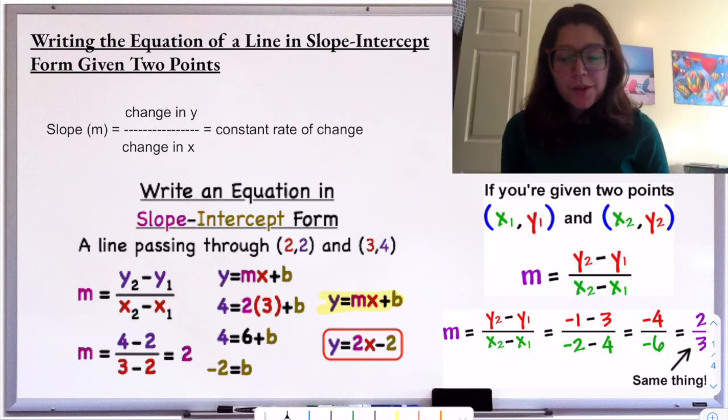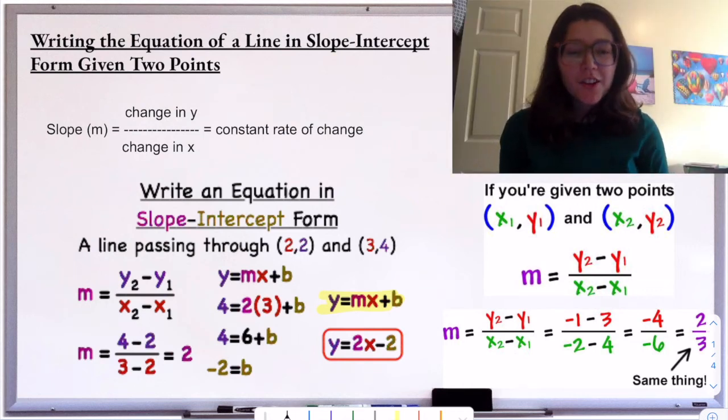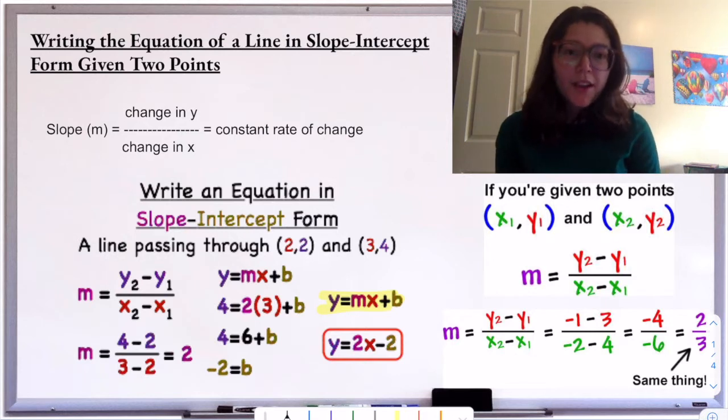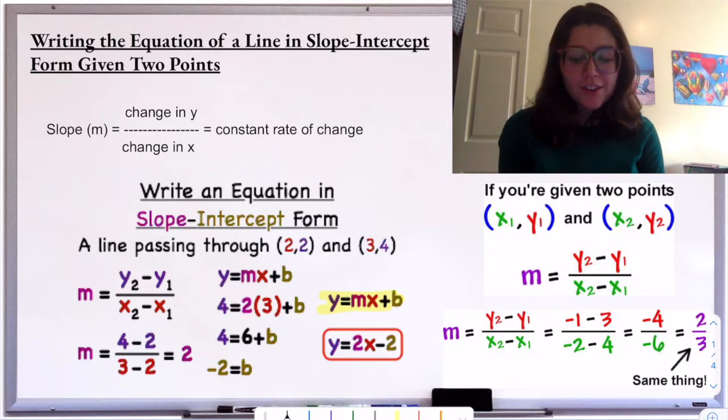Hi everyone, welcome to today's video on writing the equation of a line in slope-intercept form given 2 points. So we already know how to find the slope. The slope is the change in the y value, sometimes called the rise, divided by the change in the x values, sometimes called the run. We also know it's the constant rate of change.